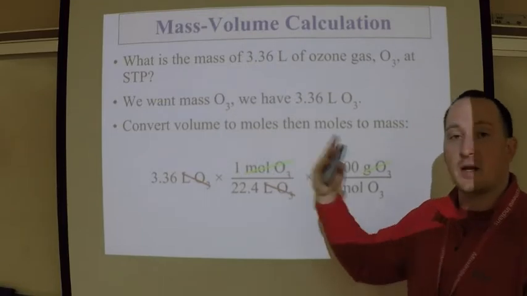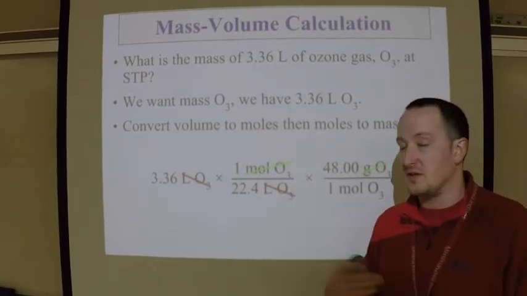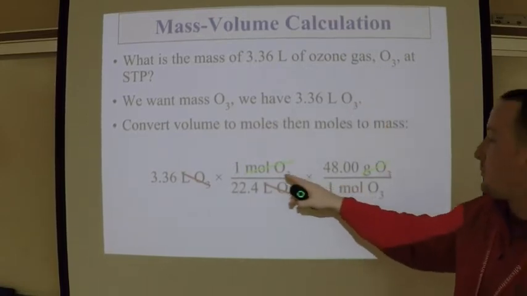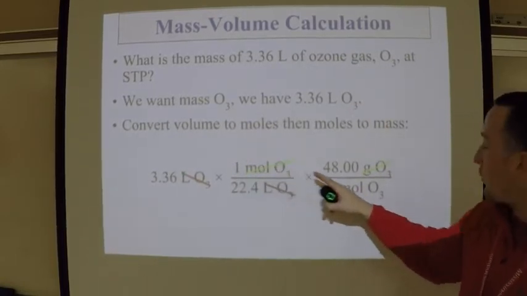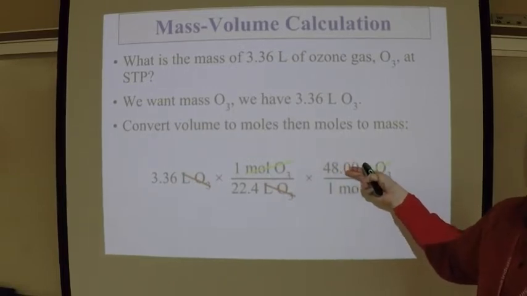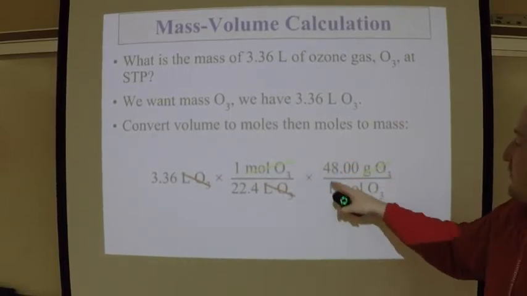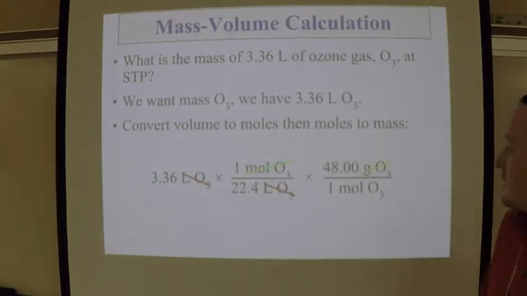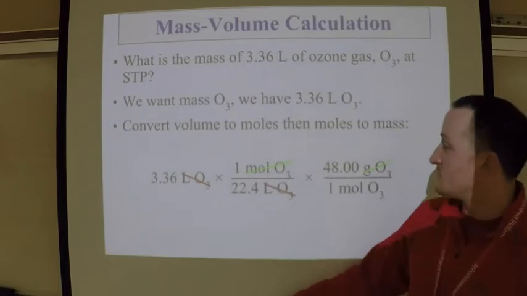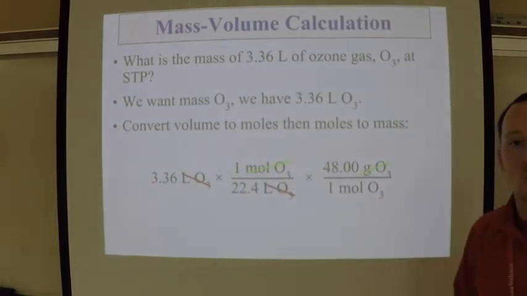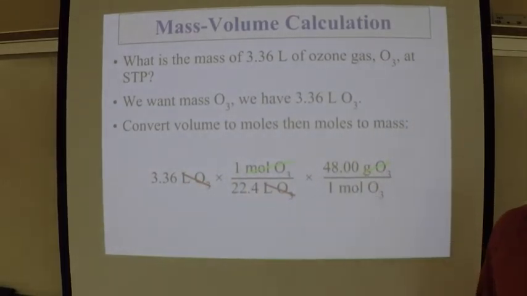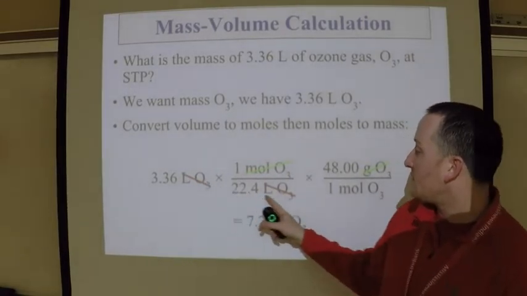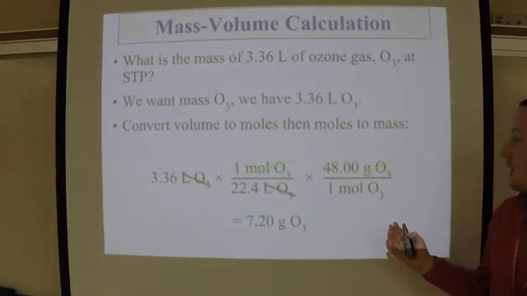So then I would use my next conversion, which is 1 mole is equal to the molar mass of my compound. It was O3, so because I have moles here, I want to put my moles here, which puts my molar mass on top of this dimensional analysis. So I do my 48, which is oxygen, 16 times 3 is 48. Then my math here would just be 3.36 divided by 22.4 times 48. That gives me 7.2.